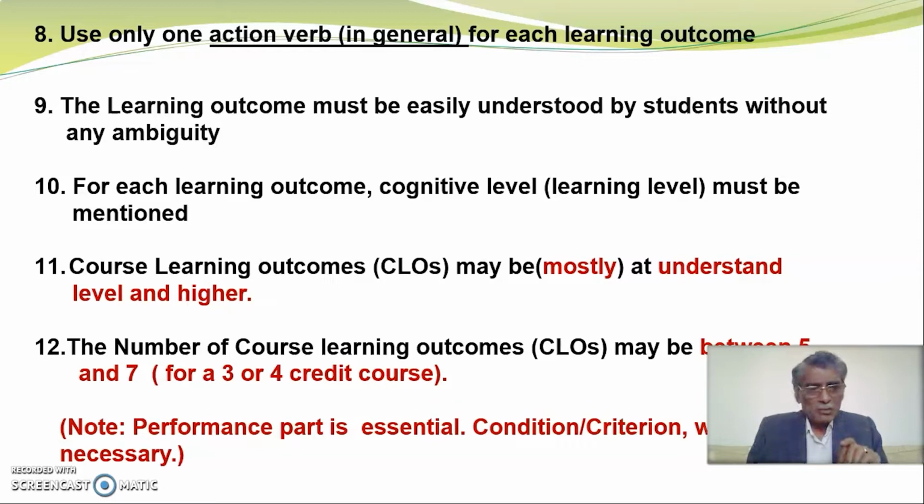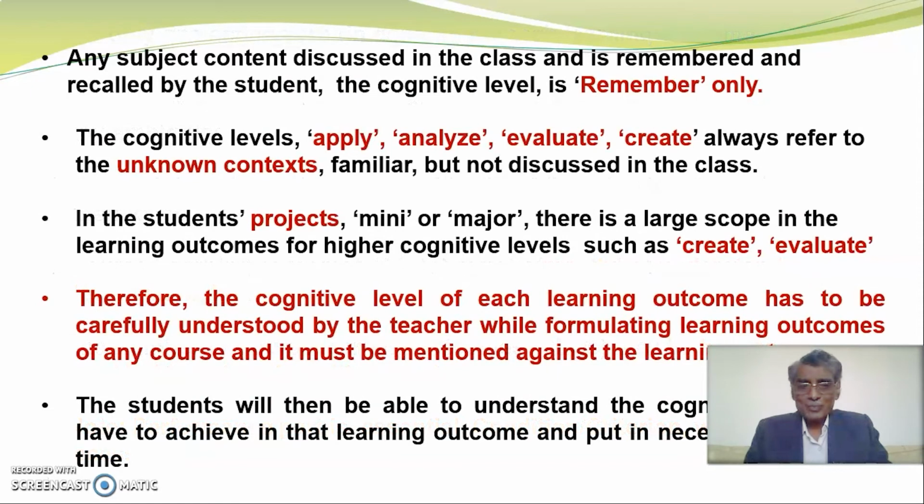The course learning outcomes may be mostly at understand level and higher. Better apply and higher also in many engineering courses. The number of course learning outcomes may be between 5 and 7 for a 3 or 4 credit course. For a 2 credit course, it may be 3 or 4 also. Please note once again that performance part is essential for any course learning outcome, but condition and criterion wherever necessary to give complete meaning for the course learning outcome.